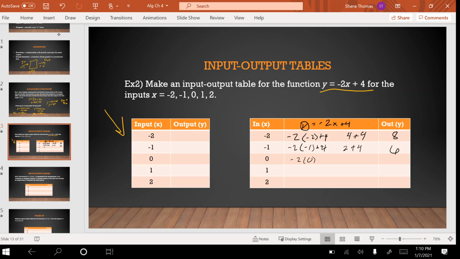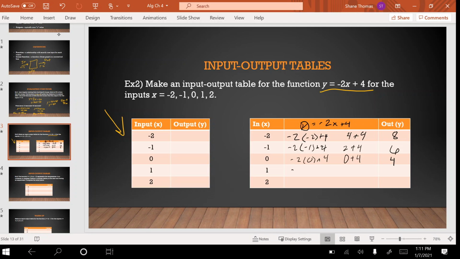Negative 2 times 0. What's negative 2 times 0? Someone better not say negative. It's 0. Anything times 0 is 0. So 0 plus 4 is what? 4. There is a 0. A 0 cannot be negative, first off. Anything times 0 is 0, and 0 plus anything is whatever you added to it. All right, let's keep going.